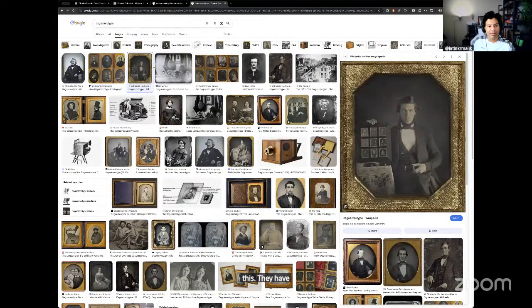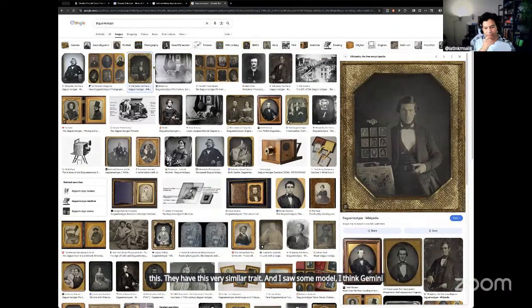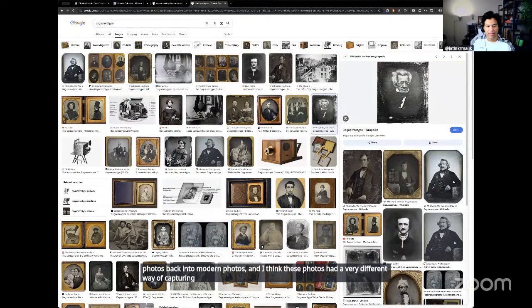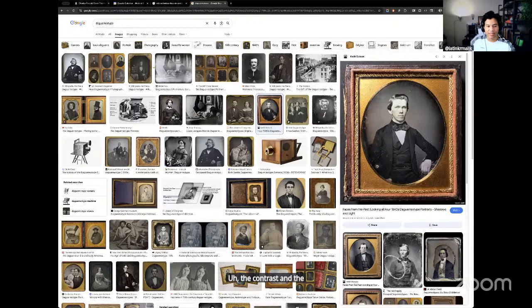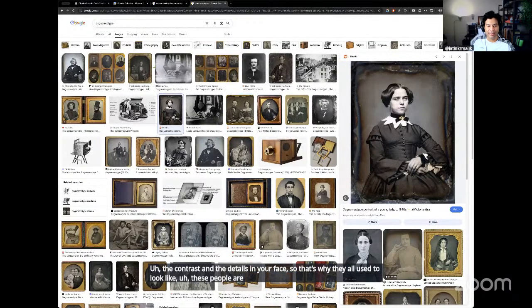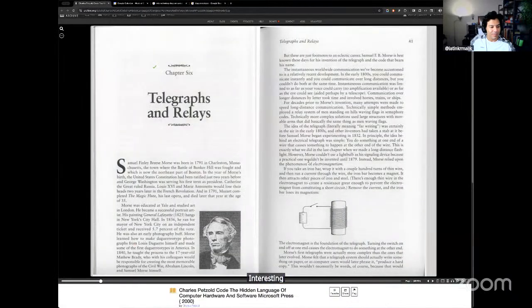They have this very similar trait. And I saw some model, I think Gemini or not Gemini, I think I saw some research where they were trying to convert these photos back into modern photos. And I think these photos had a very different way of capturing the contrast and the details in your face. So that's why they all used to look like these people are very pale and have very ghostly features. Interesting.